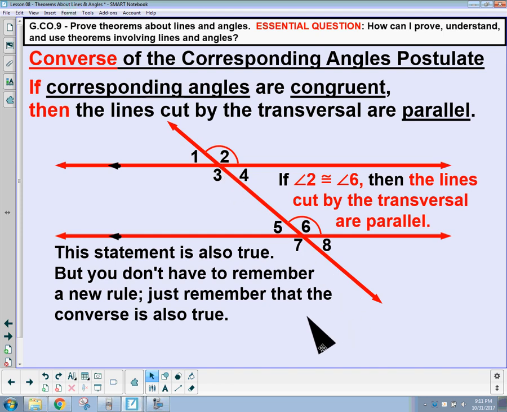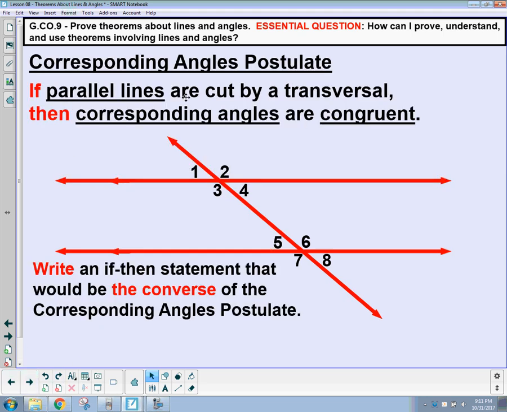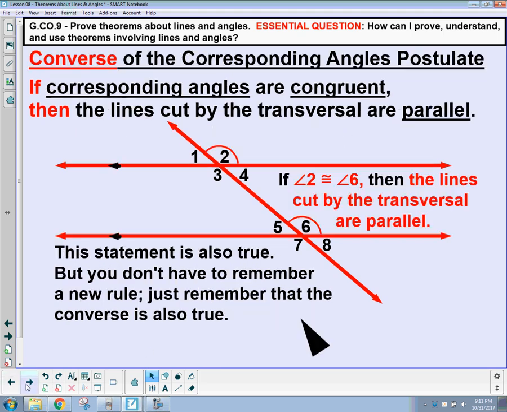Okay? Just like before when we said how parallel lines cut by a transversal give us corresponding angles. Well, this is different. It's backwards. If we have congruent corresponding angles, then these lines must be parallel. This statement is also true, but you don't have to remember a new rule. Just remember that the converse is always true.